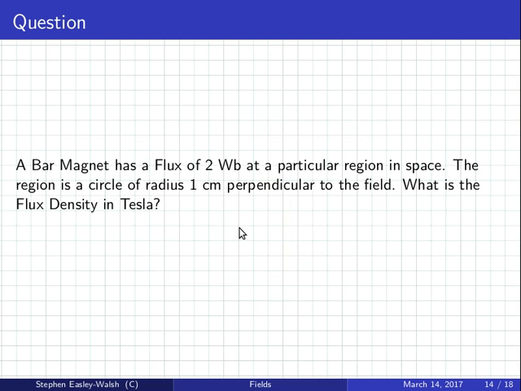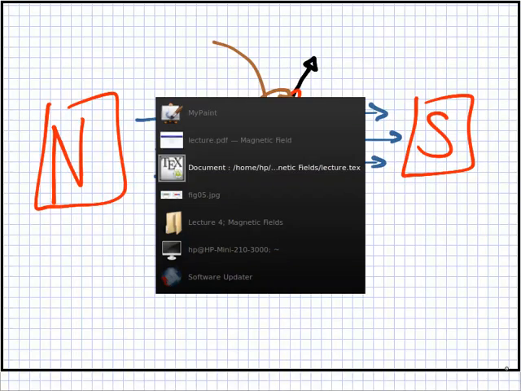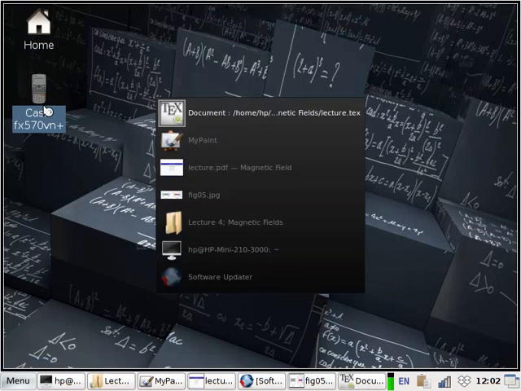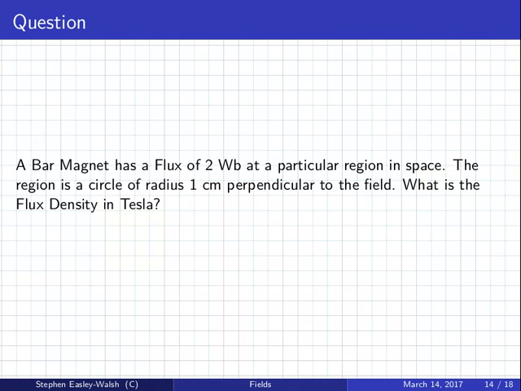Some questions now. A bar magnet has a flux of 2 Webers at some region in space. The region is a circle of radius 1 centimeter. What is the flux density in Tesla? I think you can do this one. Which formula do we need here? B equals flux over area. Density equals flux over area. So try this, and I'll put the answer on the calculator now. Let me just open up the calculator. Okay, try this one. Calculate, please.